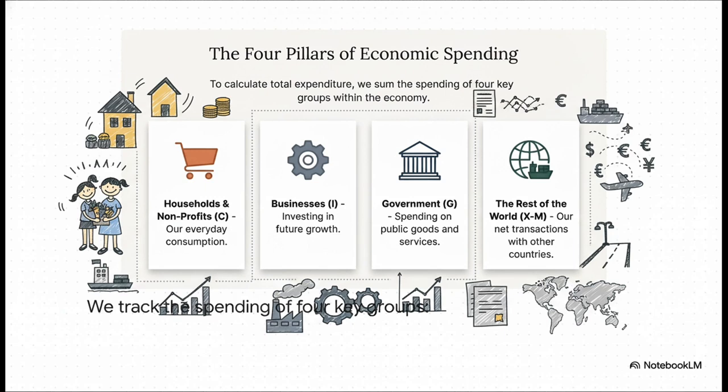First, you've got all of us, households, and our spending is called consumption, or just C. Then there's the government, which we'll call G. Next up, you have businesses, and their spending is called investment, or I. And finally, there's our dealings with the rest of the world, which we call net exports, or X minus M. Okay, so let's look at what's inside each of these pillars.